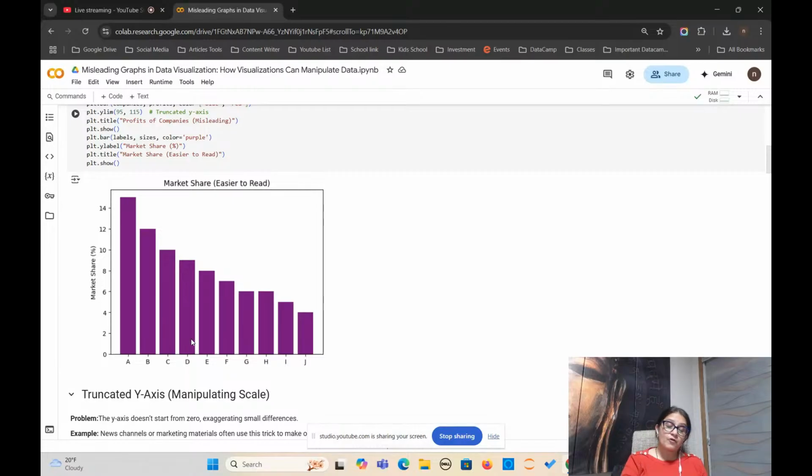Okay, and for the stakeholder it is very easy to read which category has the highest market share. So he can easily answer from here, this is A. And the lowest one is J. Okay, so this is very easy. You can sort it. I did not sort it, but you can also make it one more addition into this.